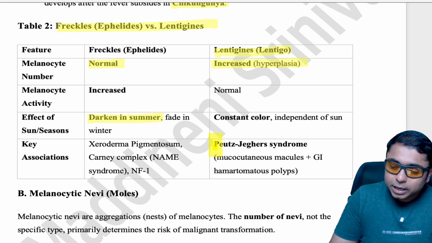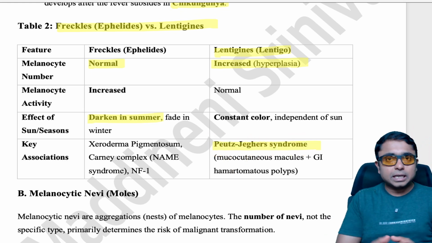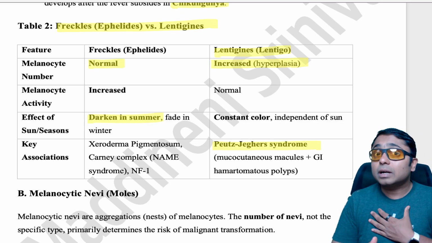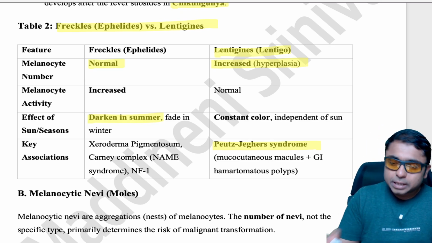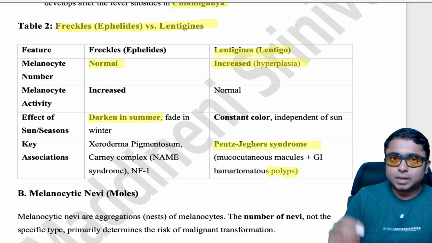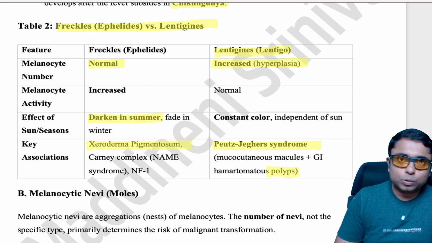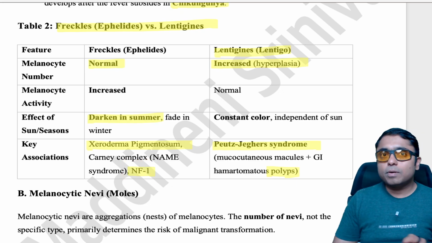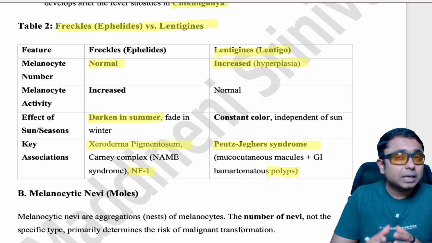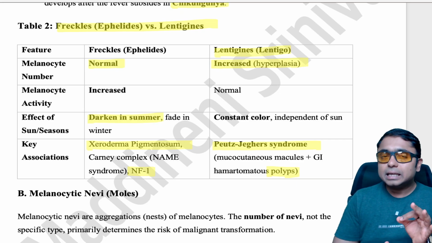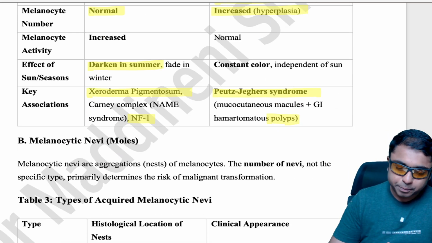And what is the important association of lentigines? It is Peutz-Jeghers syndrome, where the mucosa also can have lentigines along with the trunk, and also you remember there are going to be polyps in these patients. Coming to freckles, the important association is xeroderma pigmentosum, and also you should remember neurofibromatosis type 1, in which we classically see axillary freckling, which is called Crowe's sign, C-R-O-W-E-S, Crowe's sign.